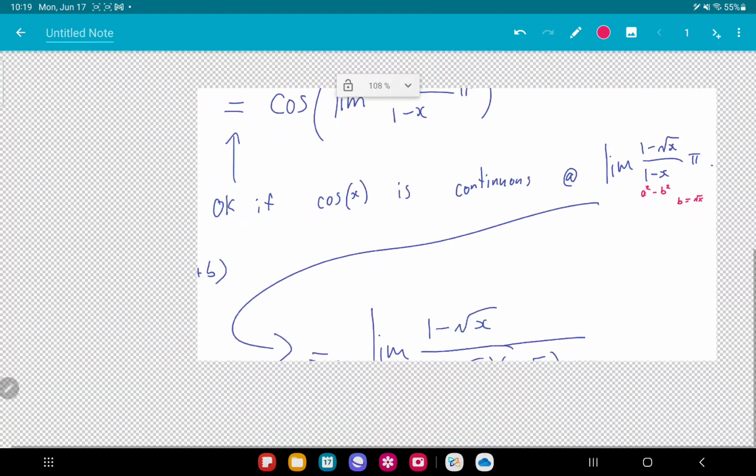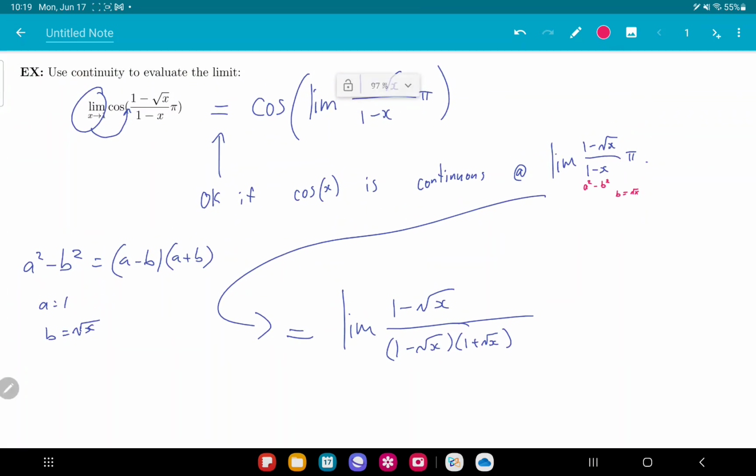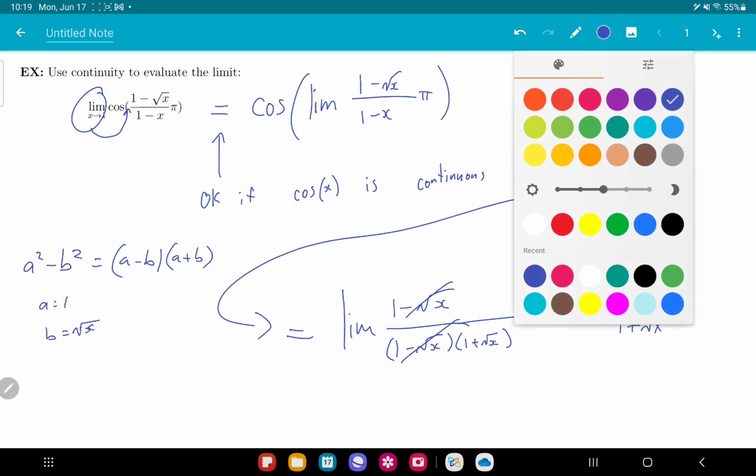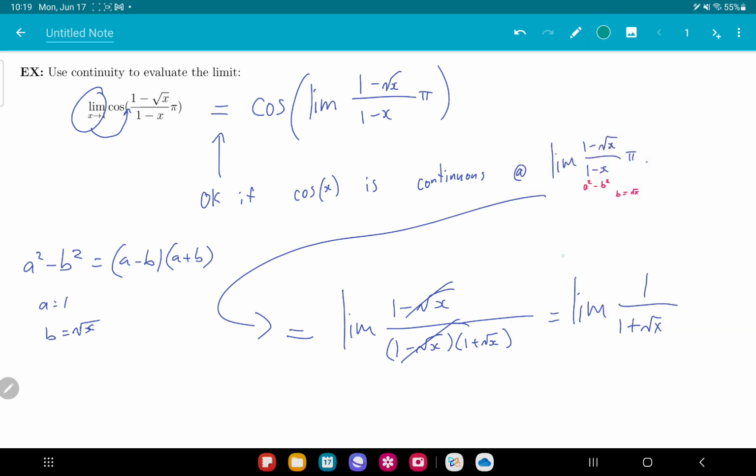Okay, where was I? Calculating this limit. So I can do my cancellation here. I get the limit of 1 over 1 plus root x. The perceptive student will notice I forgot my pi. I forgot my pi here. So I'll stick it in right there, pi. Here's my pi.